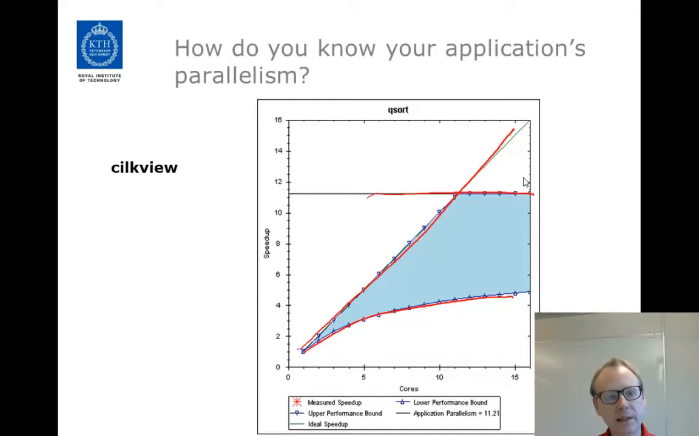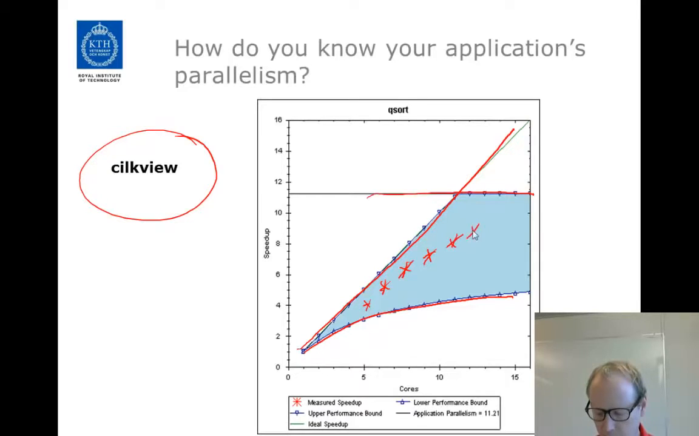With Cilk, there is a program called Cilkview which you can use to find out where your program is in this range here, and if you give it a number of cores to test on, it will also plot your actual result somewhere in this range.